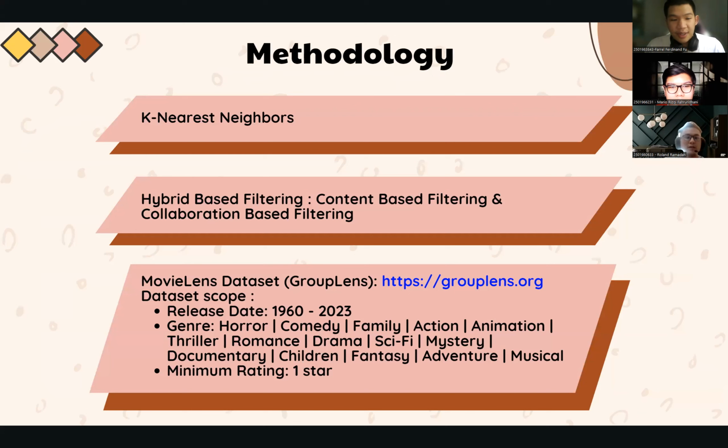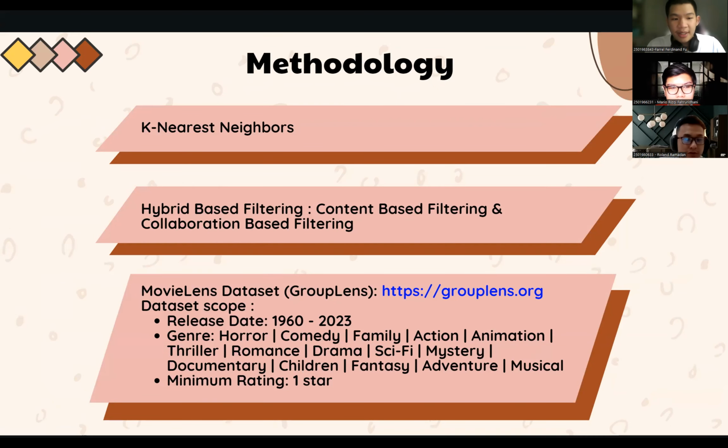Next, our method. Our method is mainly based on K-nearest neighbor to classify a movie to watch, and a recommendation algorithm that is hybrid-based filtering, which is the combination of content-based filtering and collaboration-based filtering. Long story short, we use user preference such as the genre that they input in our system, and then we also use other users' preferences to recommend movies to watch.